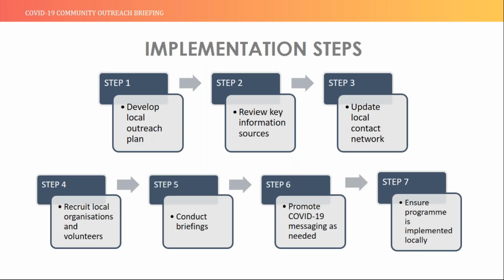So we have identified 7 implementation steps for the community champion to follow. Step 1 will be develop a local outreach plan, and we'll go through that in more detail in a couple of minutes. Step 2, review key information sources. Step 3, update your local contact network. Step 4, recruit local organisations and volunteers. Step 5, conduct briefings regularly. Step 6, promote COVID-19 messaging as needed. And step 7, ensure programme is implemented locally.